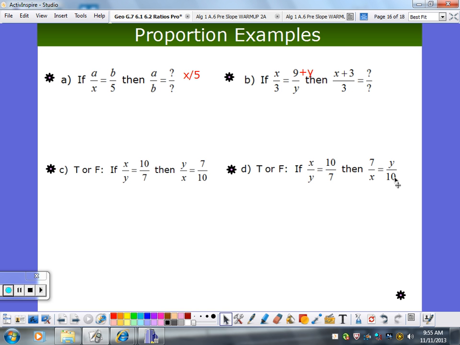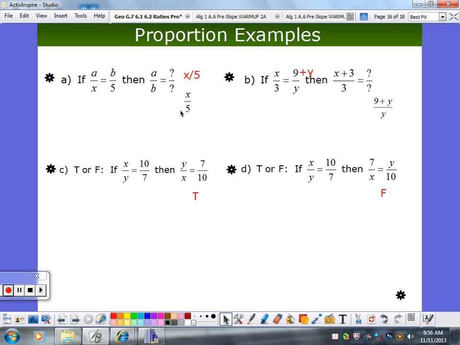Right, let's turn it around to 7x equals 10y. We always put the number first, right? What about the other side? What am I getting? Exactly. The cross products are not the same. This one is 7x equals 10y. This one is xy equals 70. This one's going to be false.